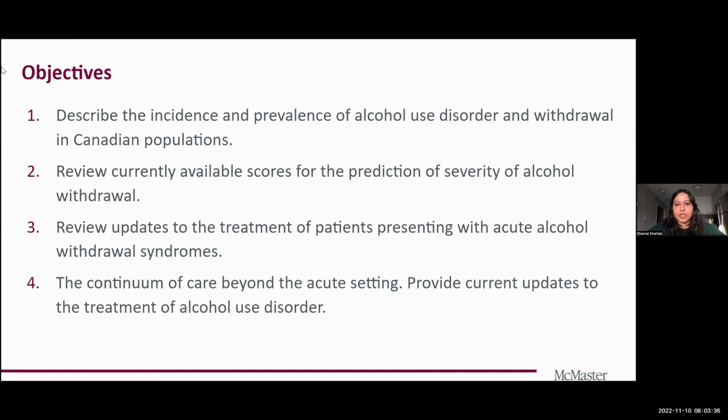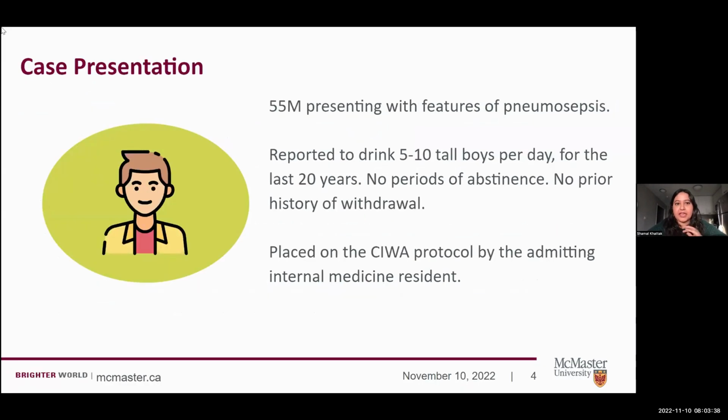So we just want to start the presentation by highlighting a case. I think this case, many of you would agree, is quite typical of something that we would see on our internal medicine wards. It is of a 55-year-old gentleman who's presenting with features of pneumosepsis. When you take your social history, he reports that he drinks 5 to 10 tall boys per day for the last 20 years with no periods of abstinence in between and no prior history of withdrawal. He's placed on the CIWA protocol by the admitting internal medicine resident.